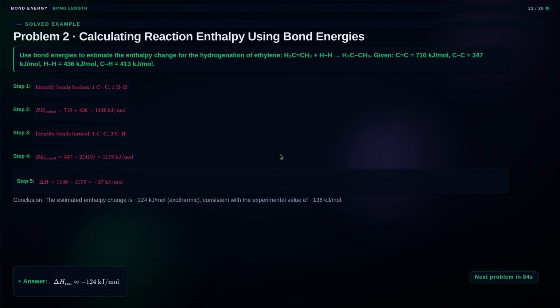The total energy released is 347 plus 2 times 413, which equals 1,173. Finally, delta H equals bonds broken minus bonds formed, giving negative 27 kilojoules per mole. The reaction is exothermic, consistent with experimental values.